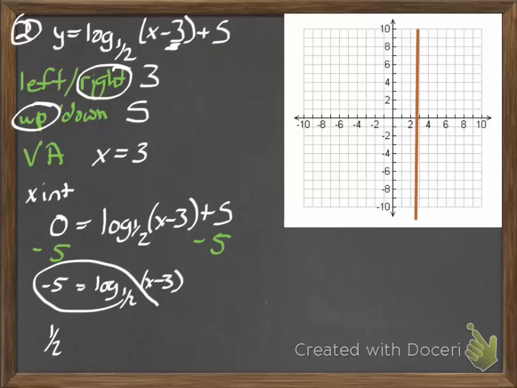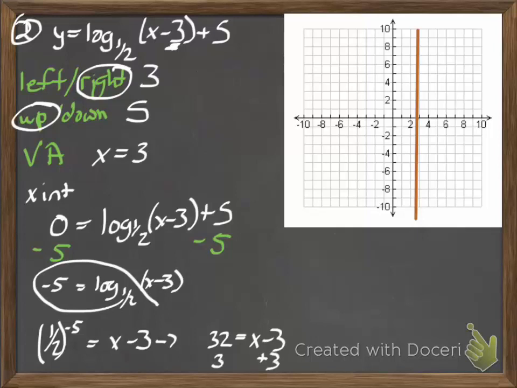So 1/2 to the -5th equals x minus 3. If you don't know what 1/2 to the -5th is, use your calculator to help you find it. I'm running out of room to keep going down, so I'm going to write it to the side. That's 32, if I'm remembering the number correctly. Yes. Equals x minus 3. Now I would add 3. And so x equals 35. So my x-intercept is 35, 0.